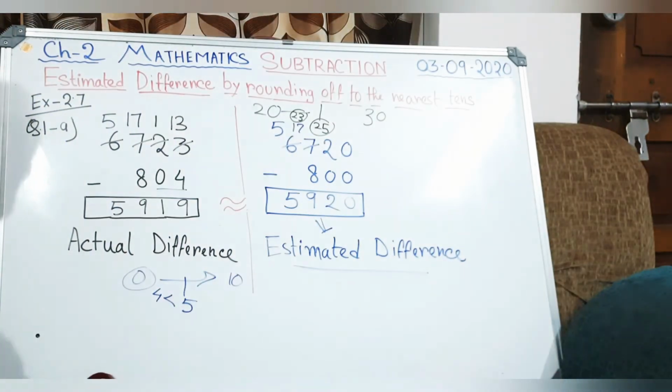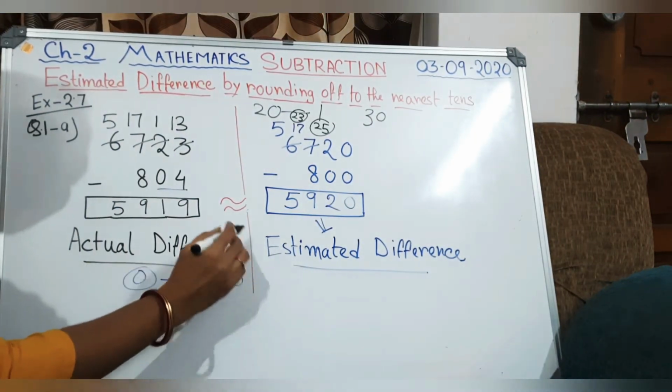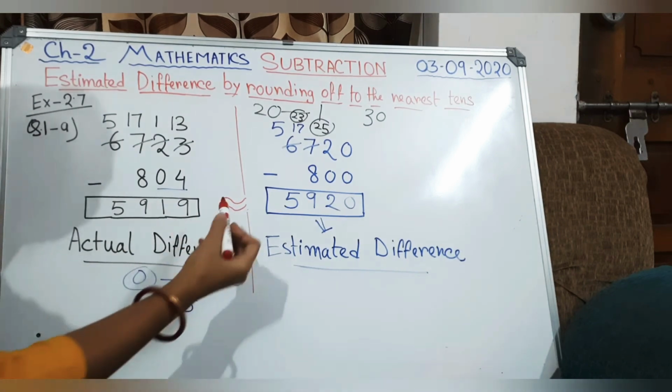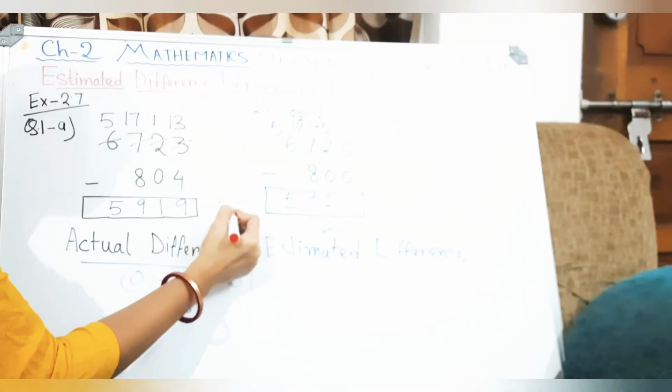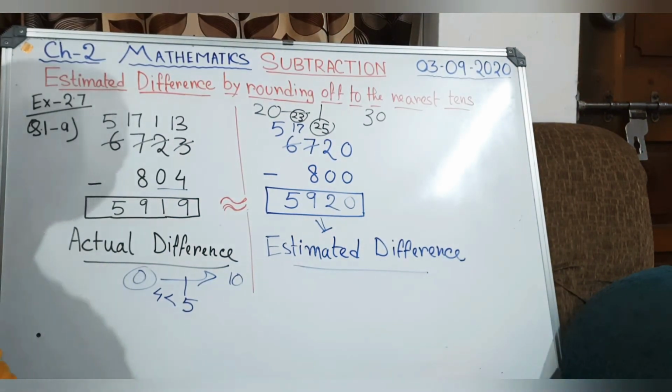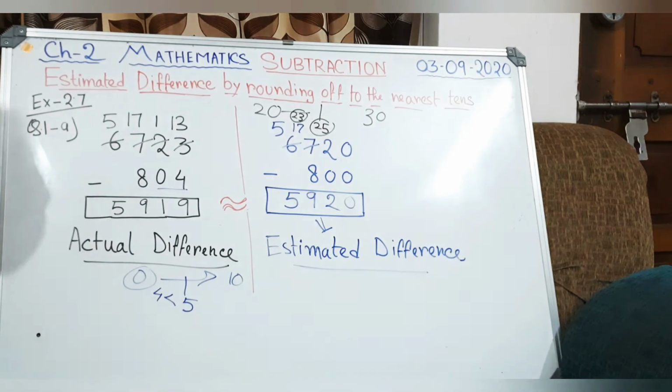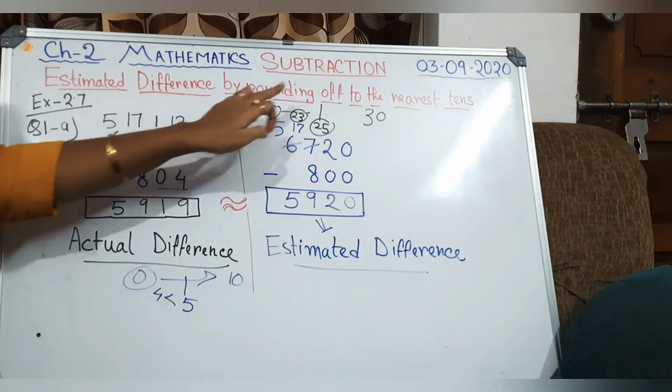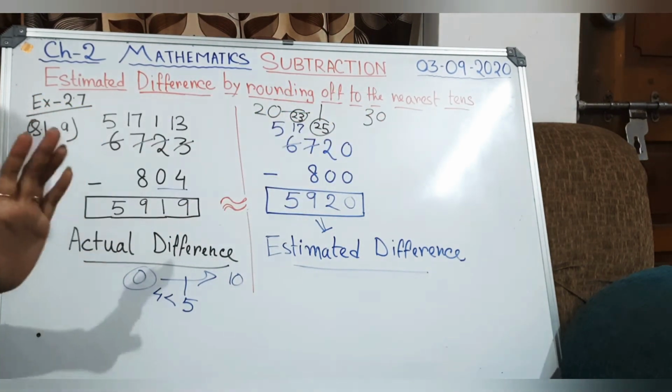Okay? And it was my actual difference. And this is my approximate sign. Okay? This is the approximate sign. Understood up to this one? Okay. Now we will do estimated difference by rounding off to the nearest hundreds place.